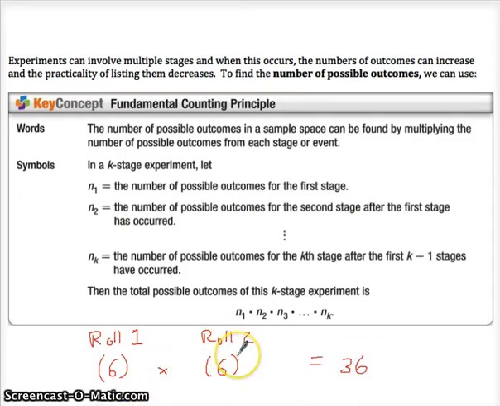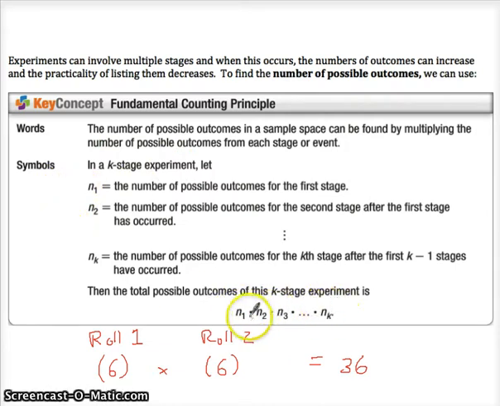If you're going to flip two coins, well, the first coin has 2 ways it can turn out. The second coin has 2 ways it can turn out. So we're going to have 4 possible outcomes. If you had a coin and a die in your hands and you were going to do all that at once, flip a coin and roll a die, there would be 12 possible outcomes. So that's just what this is saying here in symbols. In a K-stage experiment, so if it has K stages, you multiply all the possible ways each stage can turn out.